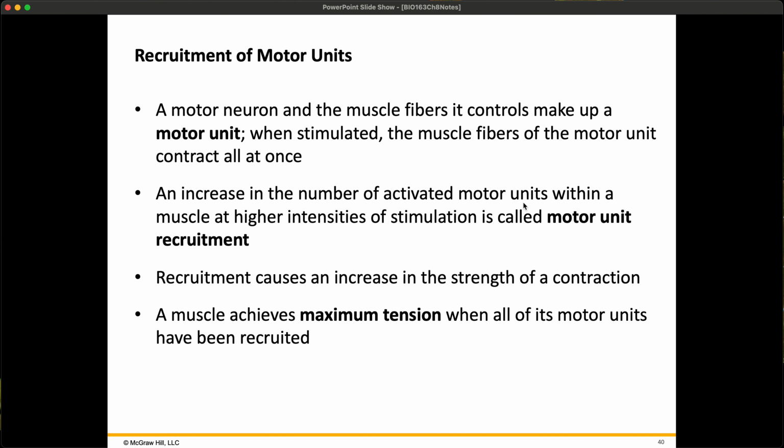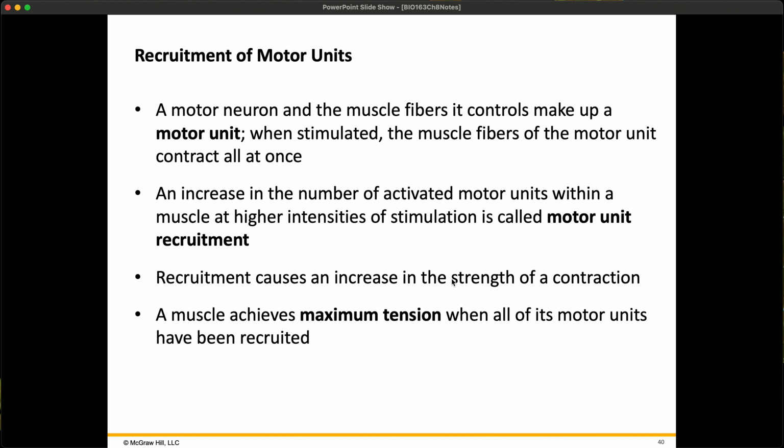Increasing the number of activated motor units within a muscle at higher intensities is called motor unit recruitment. So that's what I was saying about, let's say you're just holding a pencil and you flex your elbow, you bend your elbow so your hand's at your shoulder. Okay, it might recruit 1 or 2 motor units. But now replace that pencil with a 20-pound dumbbell and it's going to have to recruit a lot more motor units to be able to overcome the weight of the dumbbell and still contract like you want it to.